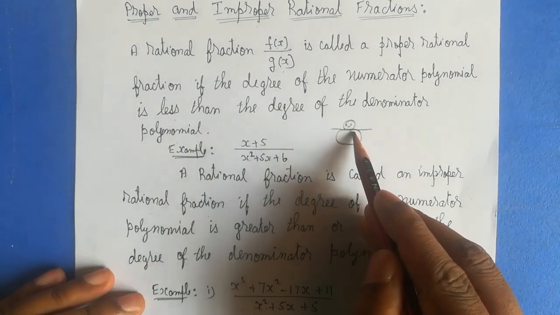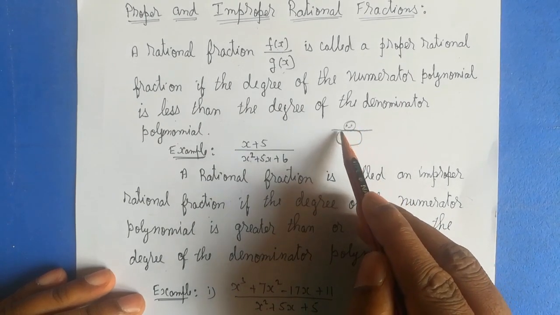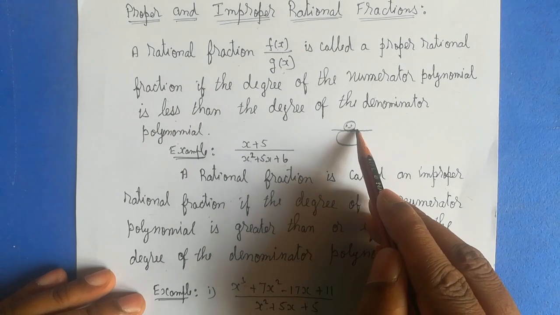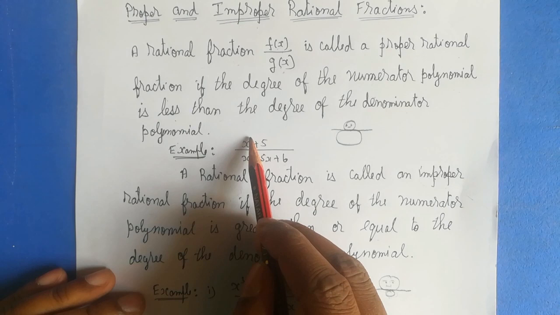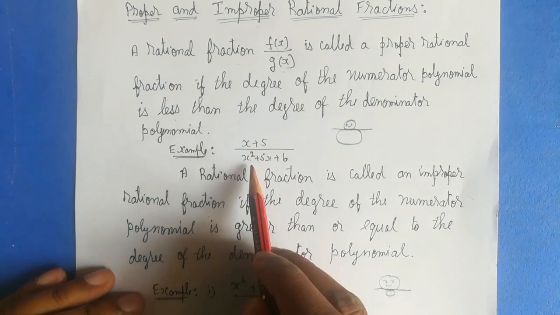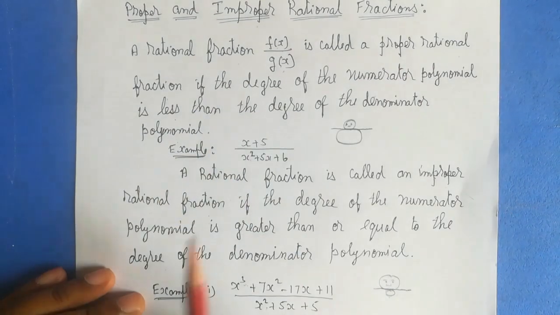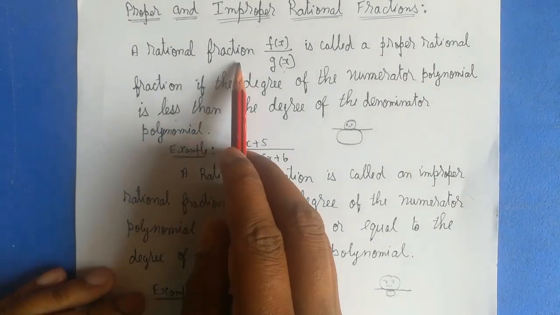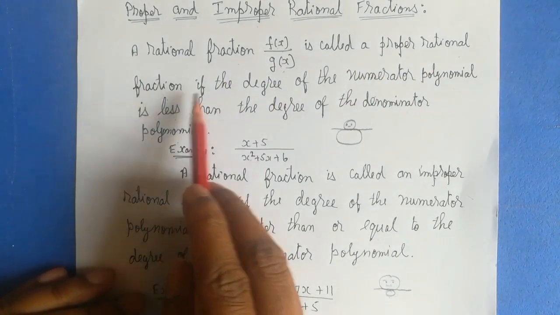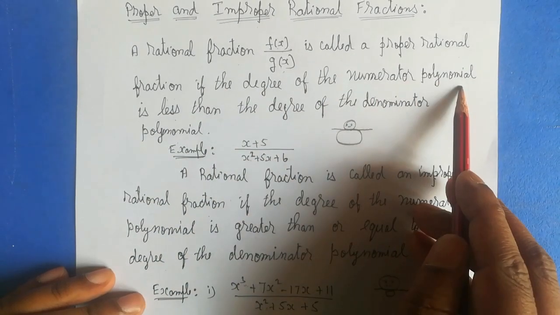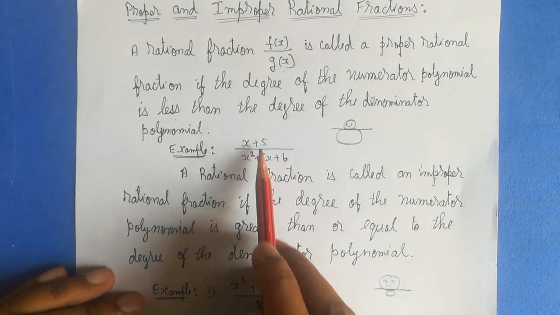Let us consider a doll. In this, this is the head and this is the body. Head is small, body is bigger than that. So this is known as a proper doll. Likewise, the degree should be less in the numerator than the denominator. Then this is known as a proper fraction. A rational fraction f of x by g of x is called a proper rational fraction if the degree of the numerator polynomial is less than the degree of the denominator polynomial, like this.